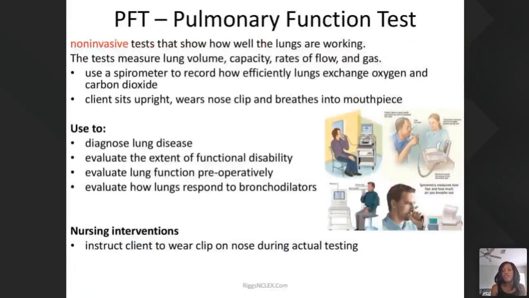Now PFT, pulmonary function test, non-invasive. The whole purpose of the pulmonary function test is to look for exchange. You have a patient breathing their normal breaths, but are they exchanging? Are they giving off CO2 and picking up O2? It utilizes a specific spirometer, like the incentive spirometer, but this one records exchange of these two substances, O2 and CO2.